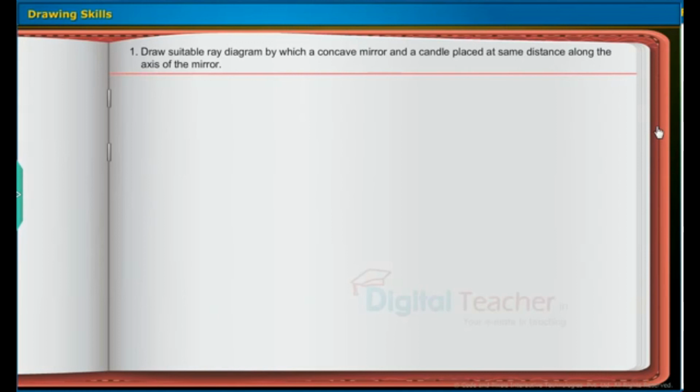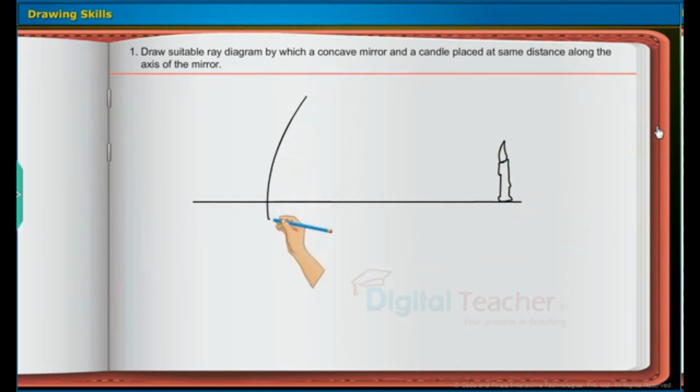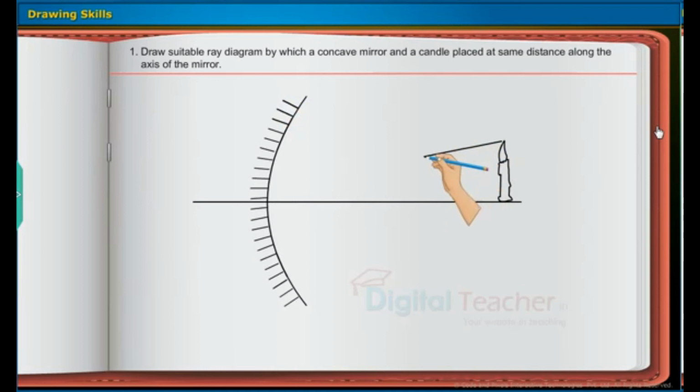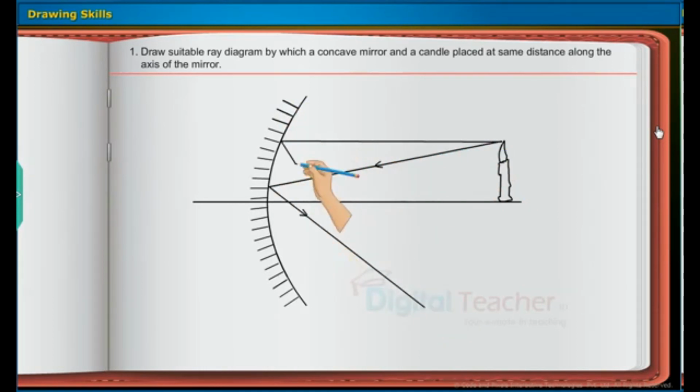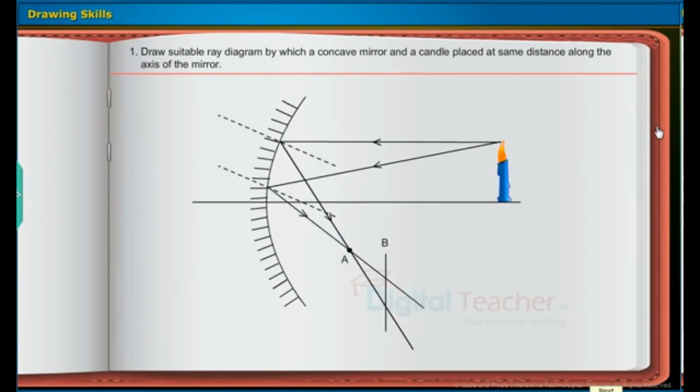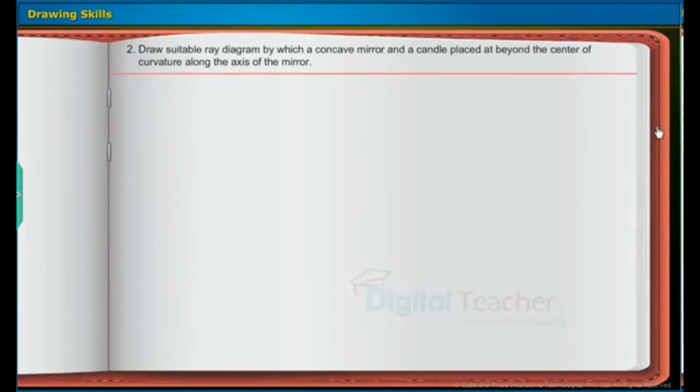Drawing skills. Draw a suitable ray diagram for a concave mirror and a candle placed at the same distance along the axis of the mirror. Drawing skills. Draw a suitable ray diagram for a concave mirror and a candle placed beyond the center of curvature along the axis of the mirror.